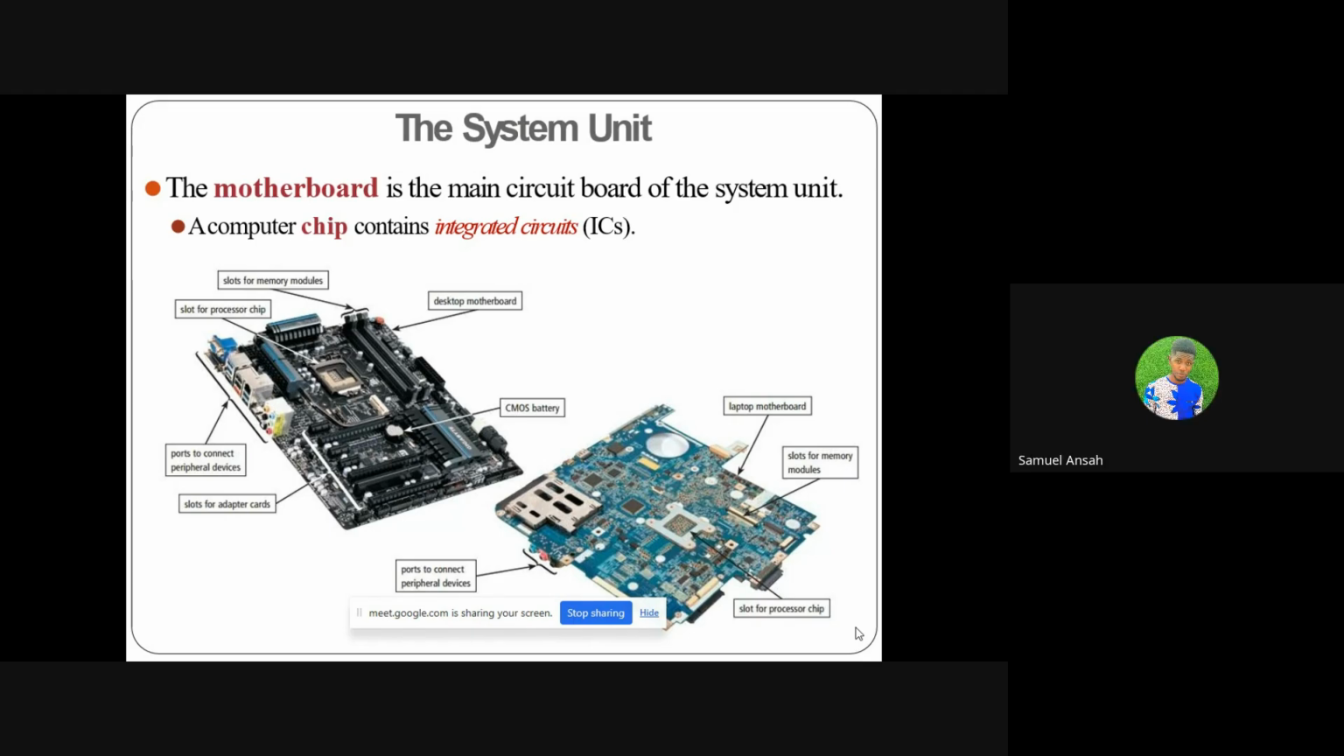So on this slide, we can see the desktop motherboard and the laptop motherboard. On top, we have the desktop motherboard, and below it we have the laptop motherboard. It is still the same motherboard, but the desktop motherboard will be a little bit heavier than the laptop motherboard. So that is that for you.